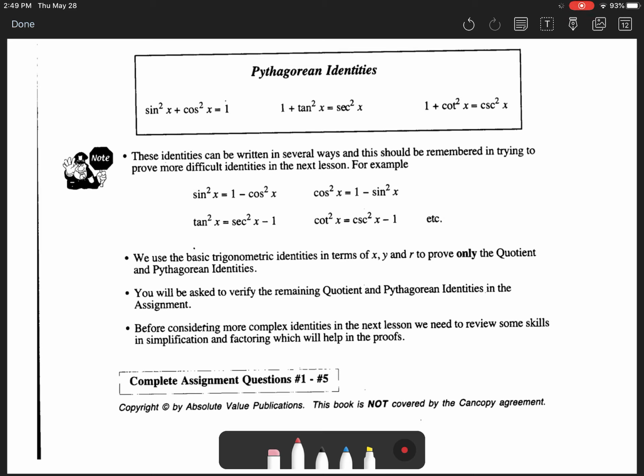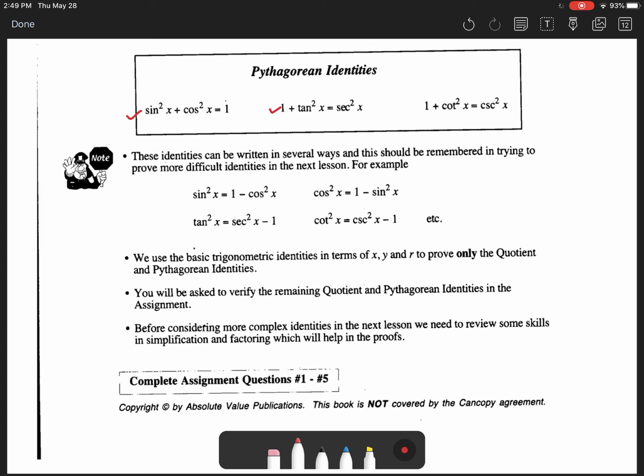Now, Pythagorean identities. Sine squared plus cos squared of x equals 1. 1 plus tan squared of x is equal to secant squared of x, and 1 plus cotan squared of x equals cosecant squared of x. These identities, again, are good to know. Specifically the first two, you'll see those ones quite often.